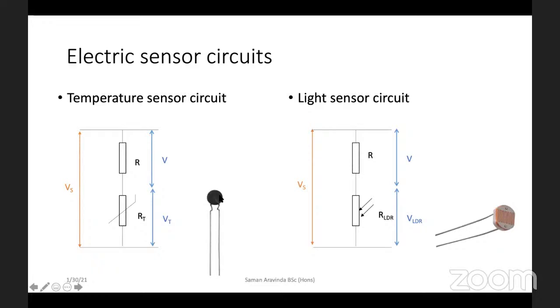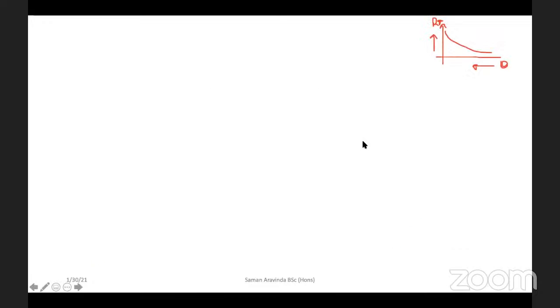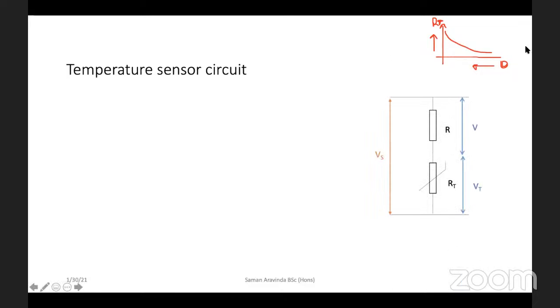A temperature sensor circuit has the thermistor connected in series with another fixed resistor, and a light sensor circuit is connected with an LDR with another fixed resistor. So first we will look at the temperature sensor circuit. Now we know a thermistor is called a negative temperature coefficient device. That means as the temperature increases, resistance decreases.